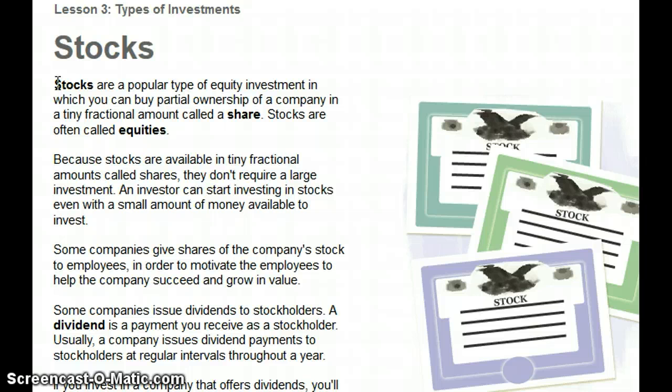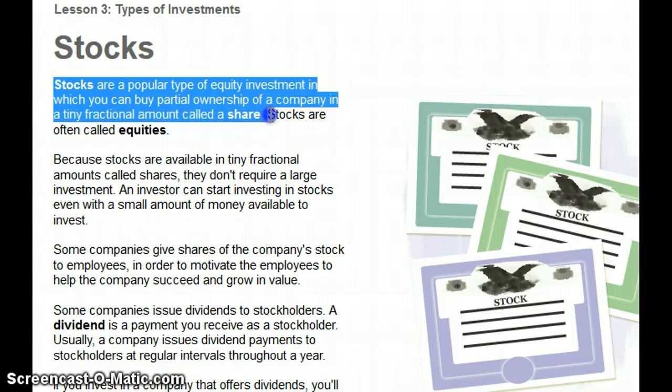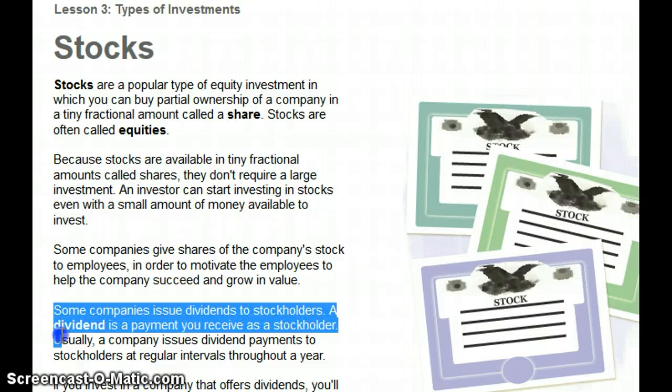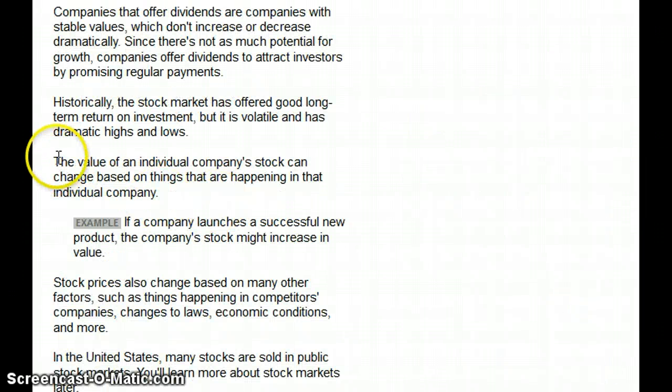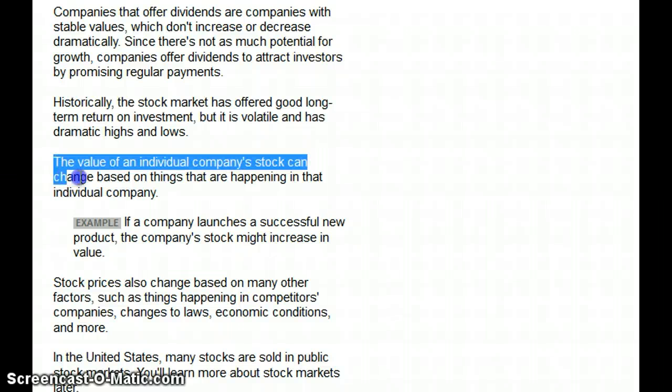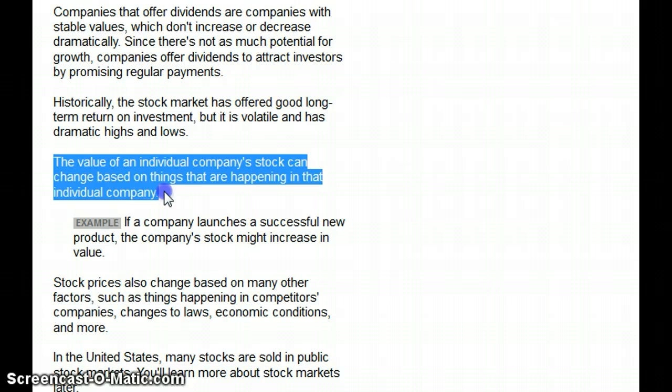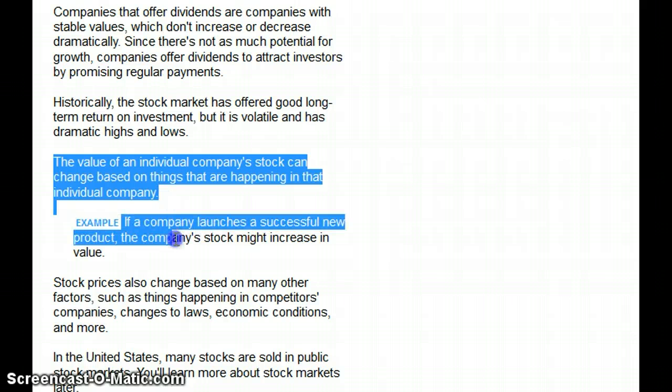Stocks, on the other hand, are a popular type of equity investment in which you buy partial ownership of a company in tiny fractional amounts called a share. Stocks are often called equities. Some companies issue dividends to stockholders. A dividend is a payment you receive as a stockholder. Usually a company issues dividend payments at regular intervals throughout the year. The value of an individual company's stock can change based on things that are happening in that company. If a company launches a successful new product, the company's stock might increase in value.